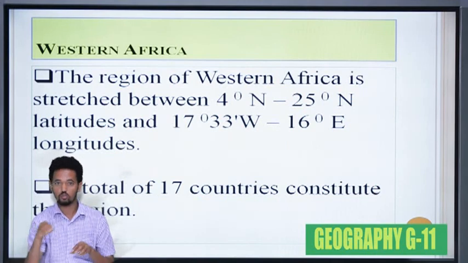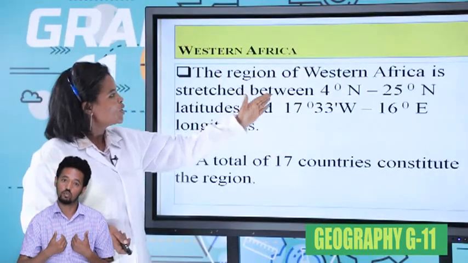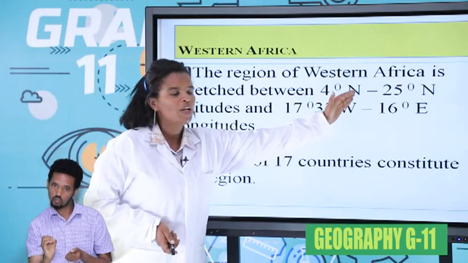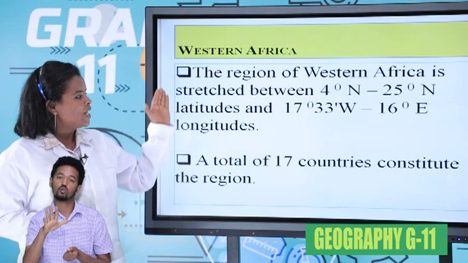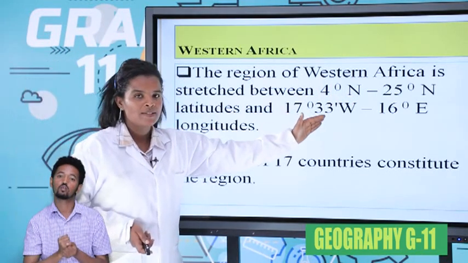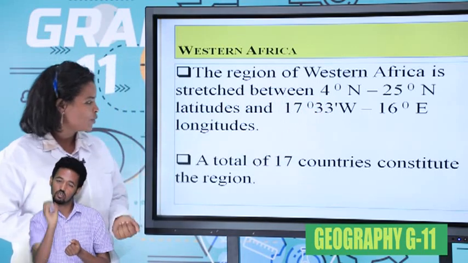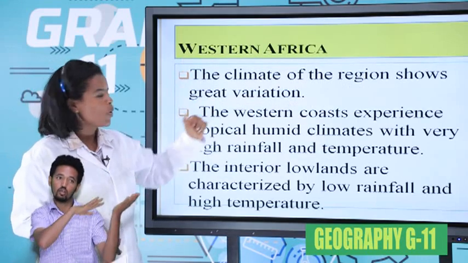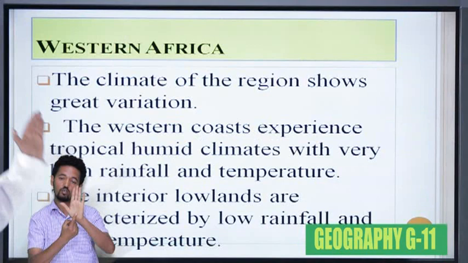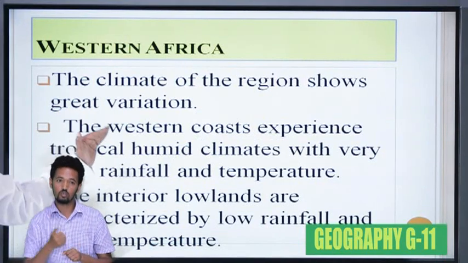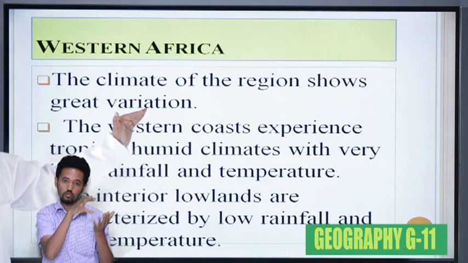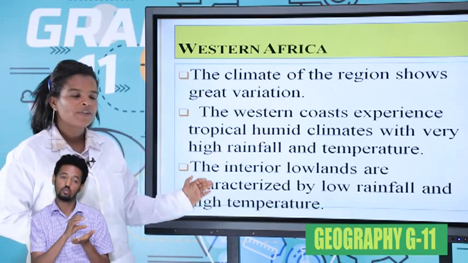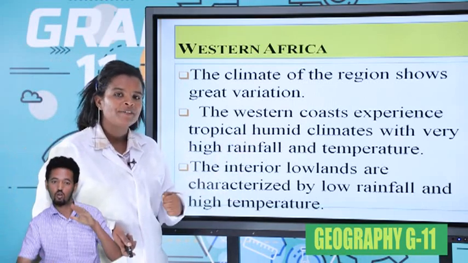Let's move to Western Africa. The region of Western Africa is stretched between 4 degrees north up to 25 degrees north latitude and 70 degrees to 33 minutes west up to 60 degrees east longitude. It has 70 countries. The climate of the region shows great variation. The western coast experiences tropical humid climates with high rainfall and high temperature. The interior lowlands are characterized by low rainfall and high temperature.